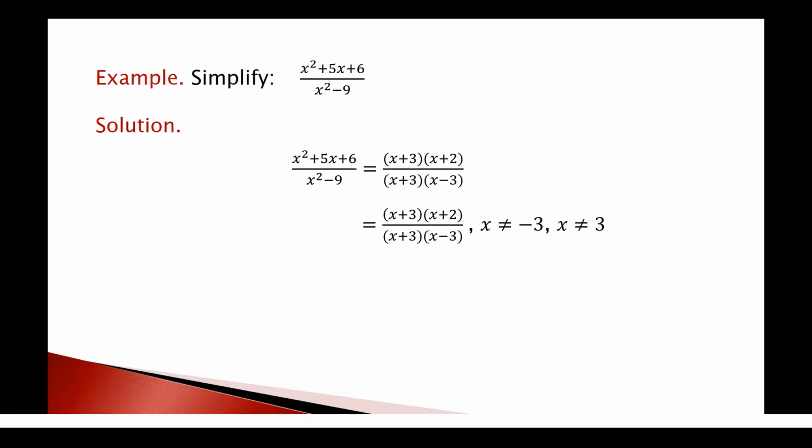And again, now we will exclude from the domain the numbers that make the denominator equal to 0, and we look for any common factor to cancel out, and we see that x plus 3 is common to both numerator and denominator, so we divide them out, so we cancel out this common factor x plus 3, and then we write the remaining factors. So we have x plus 2 in the numerator and x minus 3 in the denominator, and we also exclude x not equal to negative 3, x not equal to 3. So then this is the simplified expression.